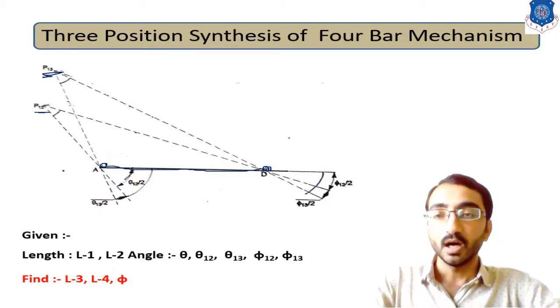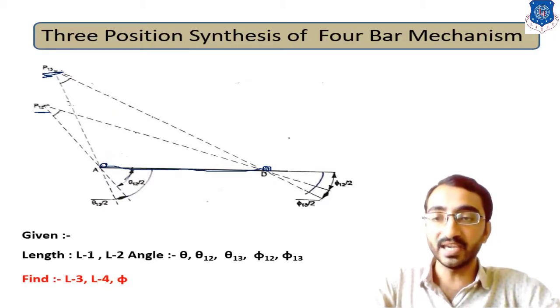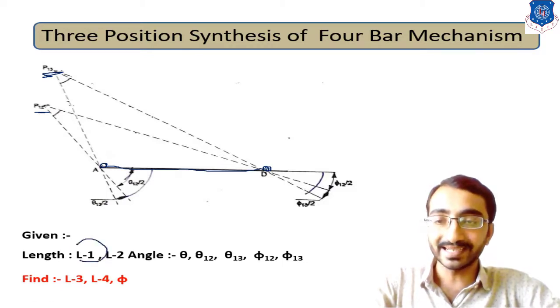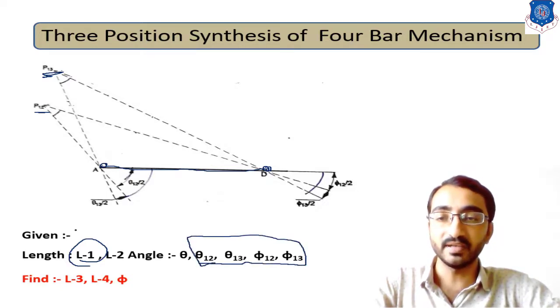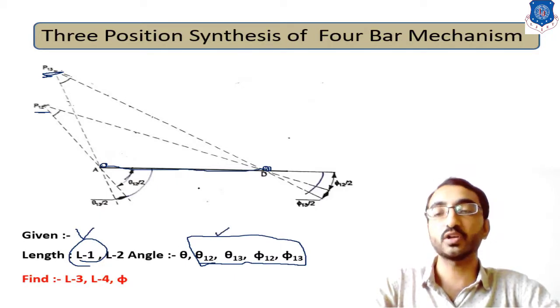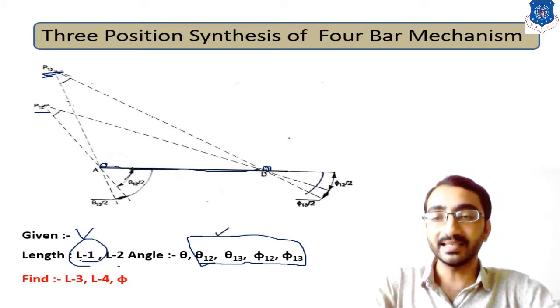Okay, now till this procedure, we have used data, that is length of link 1, theta 12, theta 13, phi 12 and phi 13. Okay, this much data we have used. Okay, now let's go for the other data, that is link number 2.